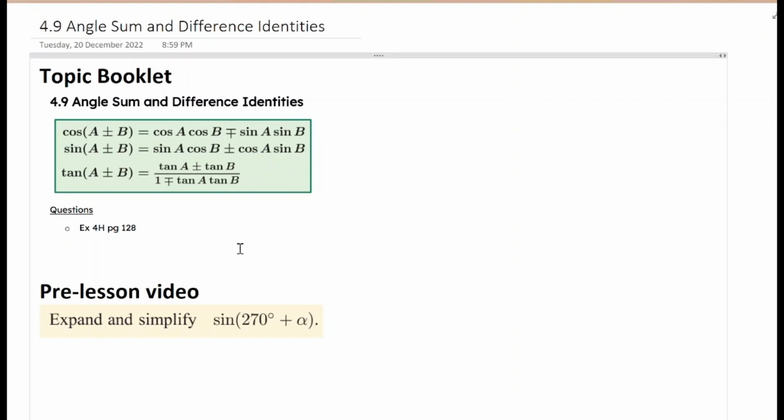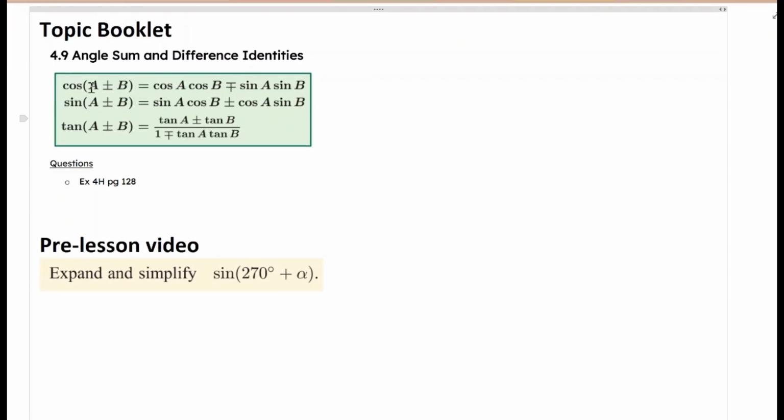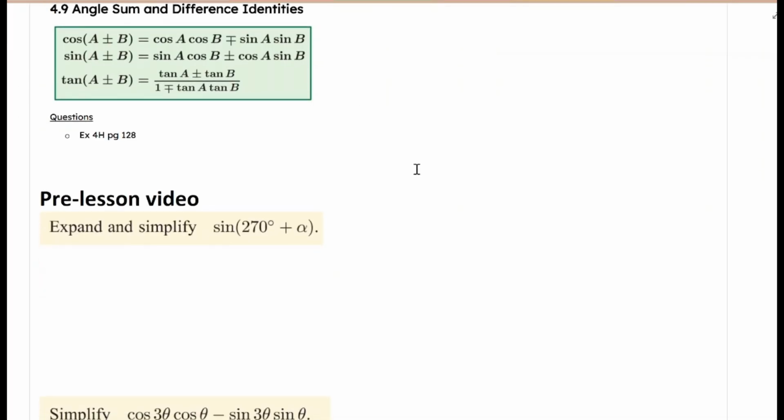Alrighty, in this video we're keeping up with the trend and we're going to keep adding more and more trig identities to our toolkit. So here we've got the formulas for when we're adding two angles in a sine, a cos, or a tan. So first thing we're going to do here is expand and simplify this.